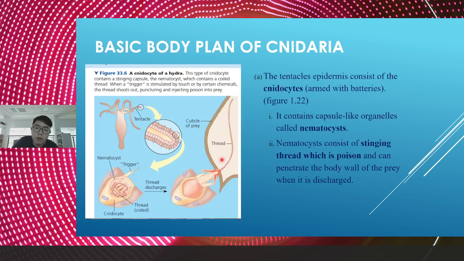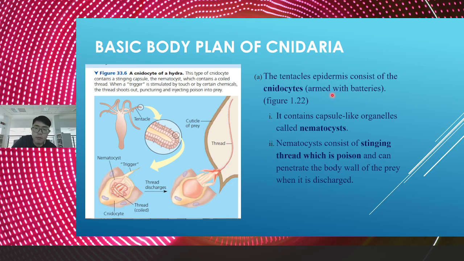So actually the tentacle's epidermis consists of why the tentacles of the jellyfish or this organism is poisonous. Why is it poisonous? And why does it have an electrical shock? As you know, because the tentacle epidermis will consist of the cnidocyte. It has a cell called cnidocyte armed with batteries.